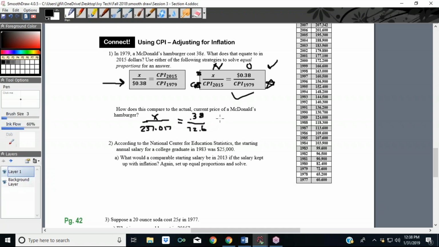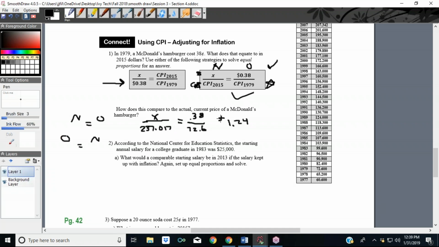And then what we would do is we would cross multiply and divide. So I wrote this proportion as new and then old, but sometimes I write old and then new, okay? So whatever, it doesn't matter. When we multiply and divide, we get $1.24, as was noted in the chat box. And so this $1.24 means that if the customer paid 38 cents in 1979 and the price kept up with inflation, the hamburger would cost $1.24.